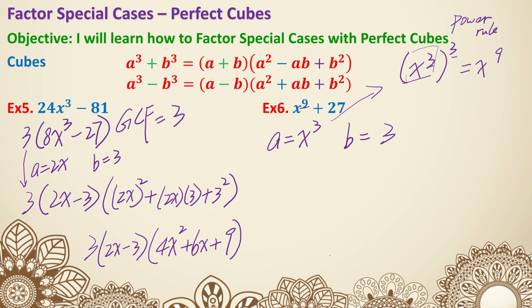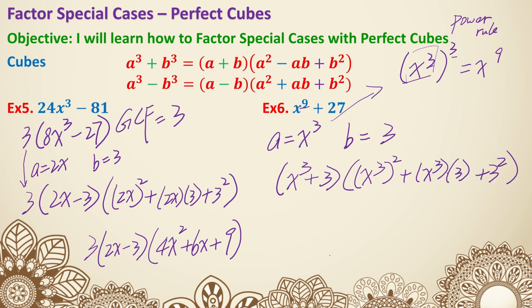Now let's still do the exact same thing. Inside the first parentheses, using the same sign, so it's x cubed plus 3. Second set of parentheses, we're squaring our x cubed, and then x cubed is being multiplied with a 3, and then on the end, 3 squared. Okay, simplify. X cubed plus 3. X cubed being squared is x to the 6th power. And then we have 3x cubed and a 9 on the end. There you go. That's example 6.